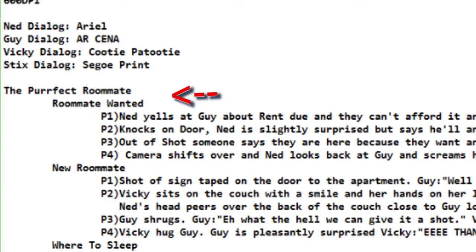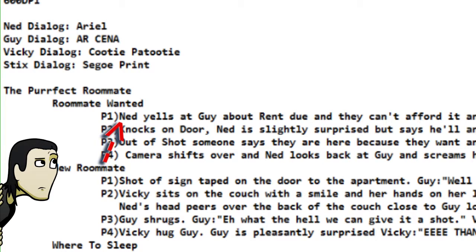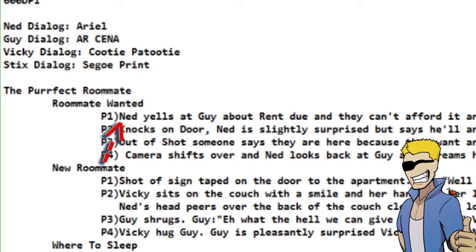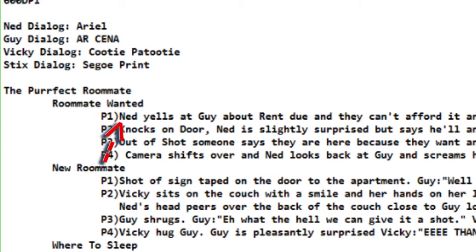So, say, in the first one, that's called Roommate Wanted, you have Ned, who is the more shy but more adult of the entire group. He is yelling at Guy, who's kind of a dude bro. I mean, that's basically the best description I have for him. He's yelling at Guy about rent being due. I don't write good. Words hard, so I can speak goodly, but word good no.